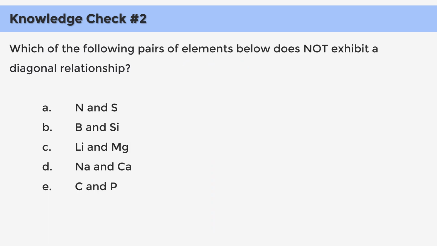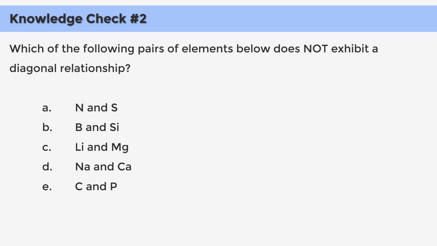Our problem solving number 2. Which of the following pairs of elements does not exhibit a diagonal relationship? A. Nitrogen and sulfur. B. Boron and silicon. C. Lithium and magnesium. D. Sodium and calcium. E. Carbon and phosphorus. You can pause the video to think about your answer.